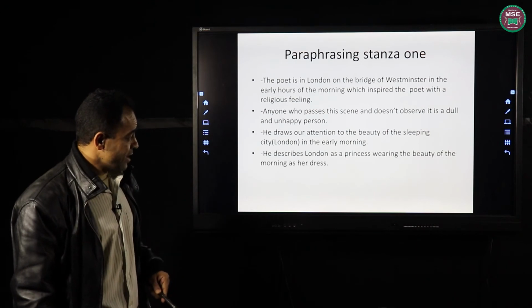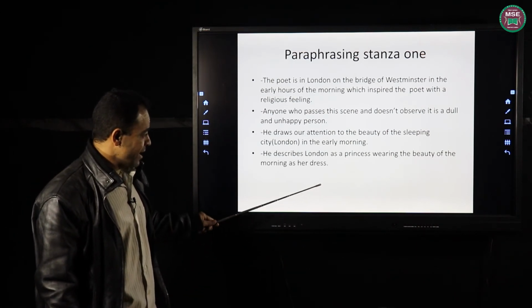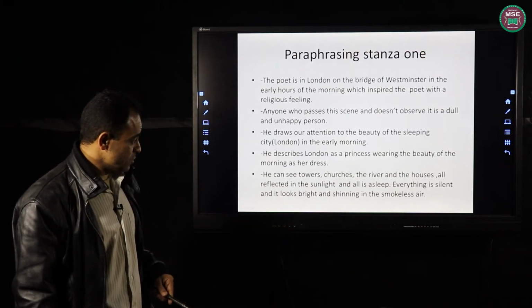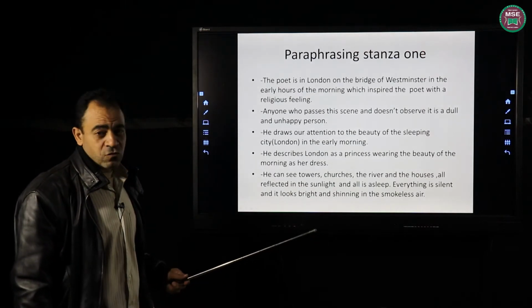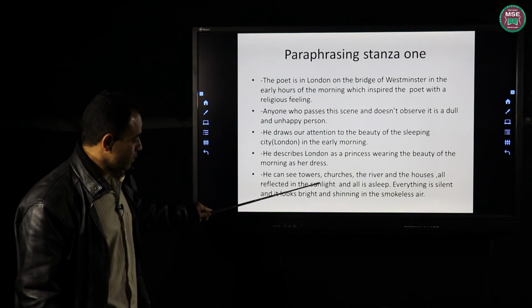He describes London as a princess wearing the beauty of the morning as her dress. He can see towers, churches, the rivers, houses, and of course, everybody was asleep. And it was so quiet and calm.